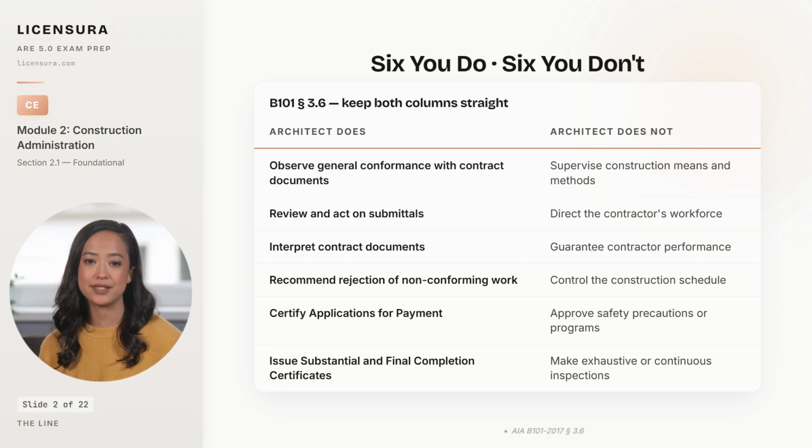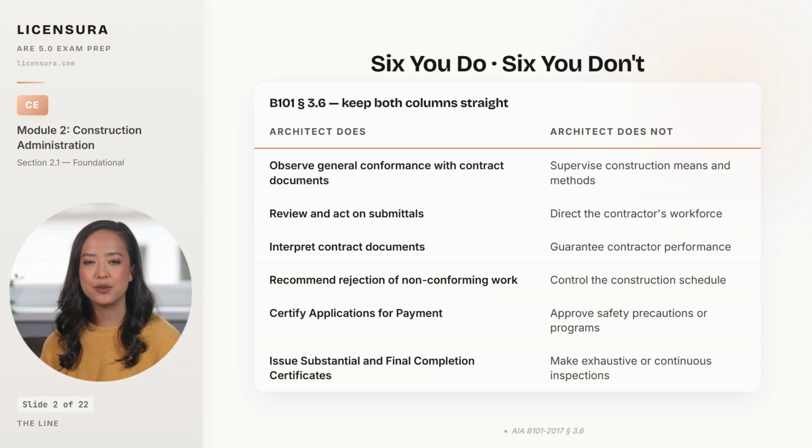On the left, the things you do. You observe general conformance with the contract documents you wrote. You review and act on submittals. You interpret contract documents when ambiguity arises. You recommend rejection of non-conforming work. You certify applications for payment against work actually in place. And you issue the certificates of substantial and final completion at the end. On the right, the things you do not do, and these are the answer choice traps.